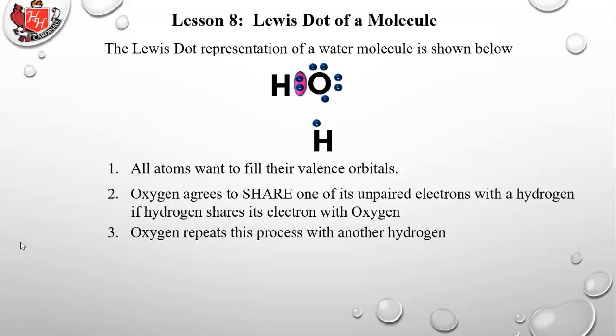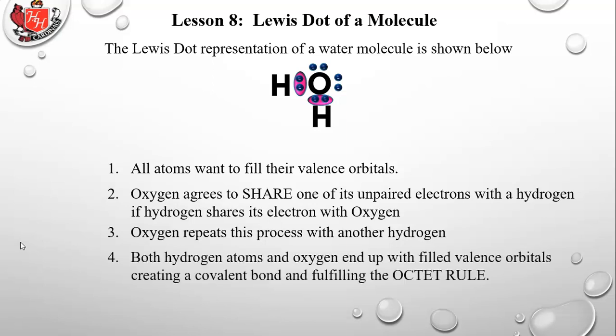Oxygen repeats this process with another hydrogen. So now it shares its electron with the other hydrogen, so that hydrogen has a full valence orbital, and now the oxygen also has a full valence orbital, 8 electrons in its outer orbital. Both hydrogen atoms and oxygen end up with filled valence orbitals, creating a covalent bond and fulfilling the octet rule.